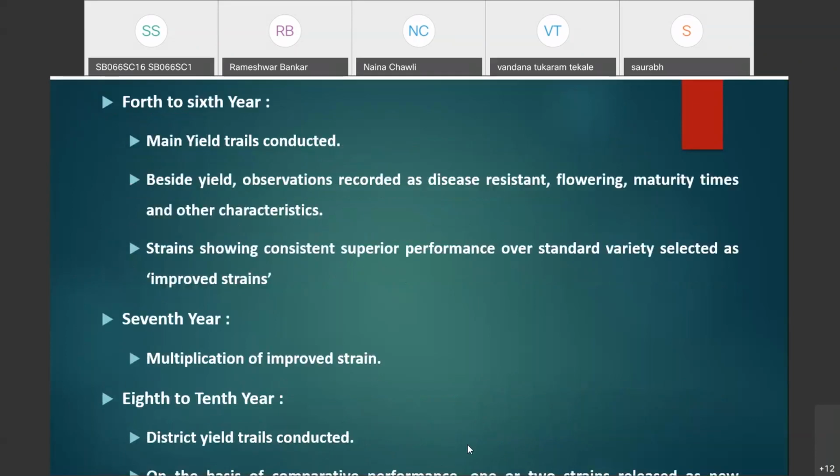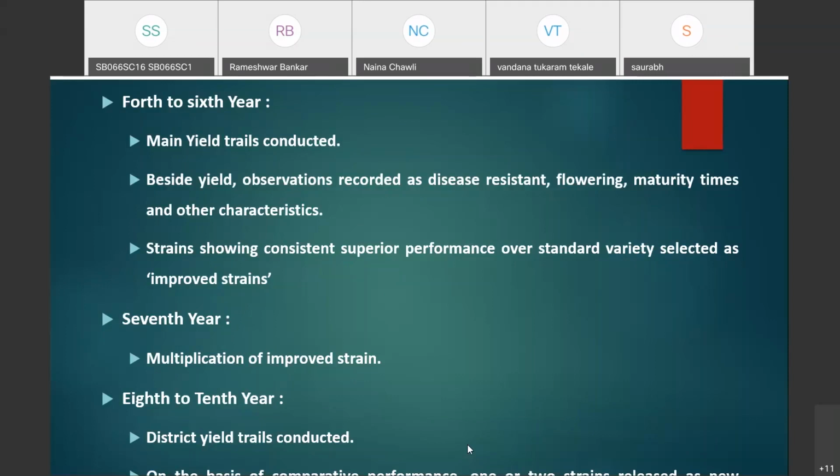Then in the fourth to sixth year, main yield trials are conducted. Besides yield, observations are recorded on disease resistance, flowering, maturity times, and other characteristics. Based on these, superior progenies are identified, and strains showing consistent superior performance over the standard variety are selected as the improved strain.